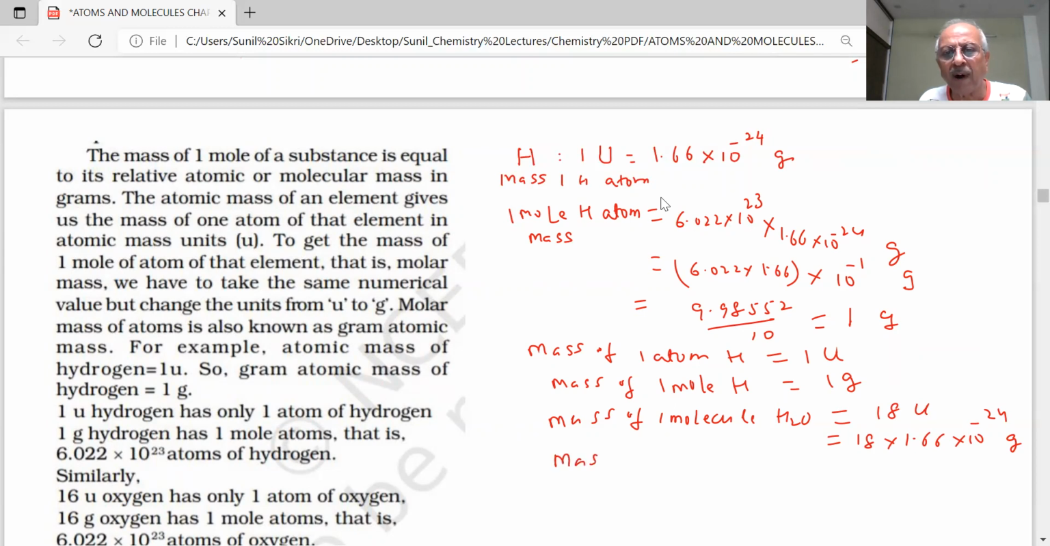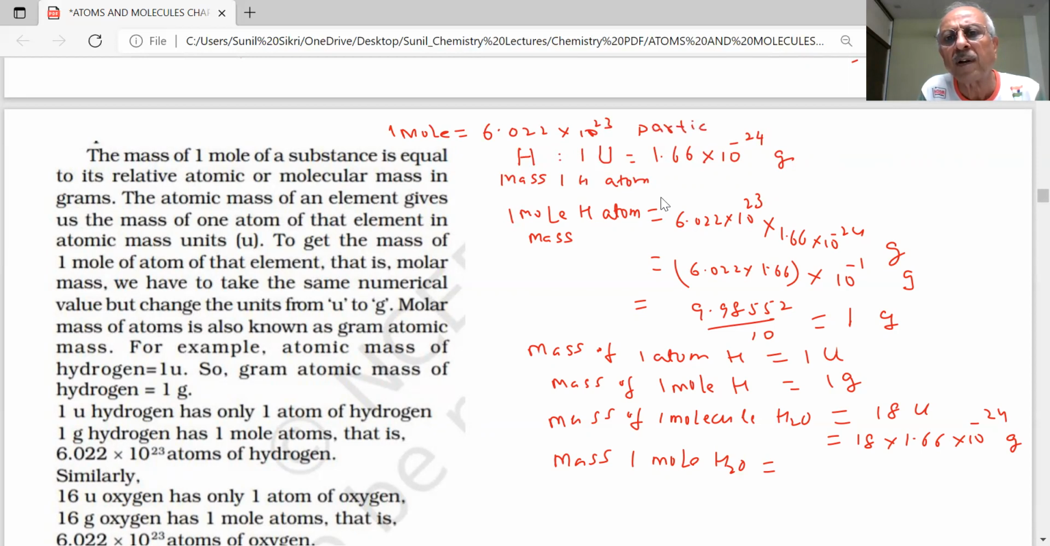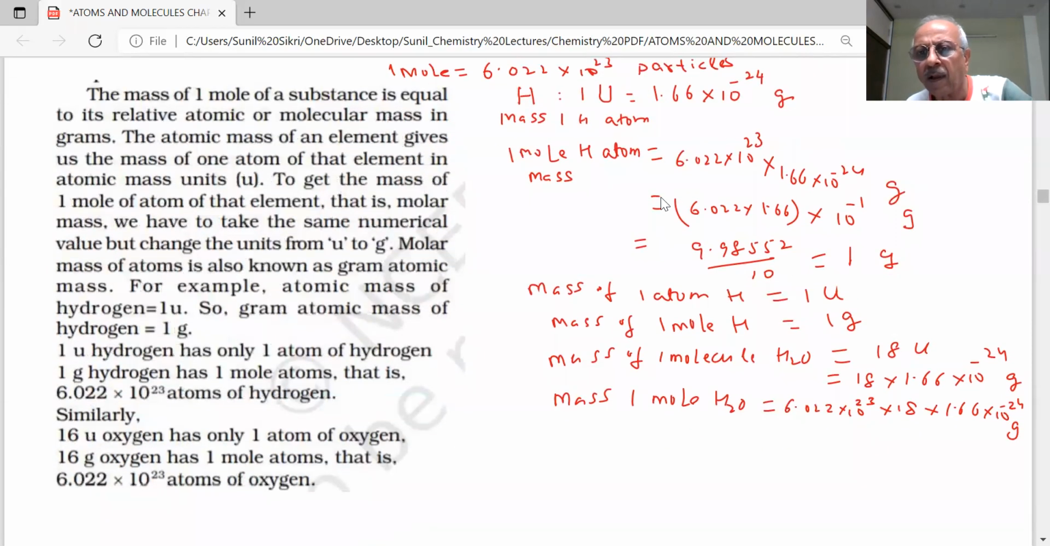And if I say calculate the mass of 1 mole of H2O, how will you do that? What will you do? We already defined 1 mole is equal to how much? 6.022 into 10 power 23 particles. It is a number. Multiply this with what number? 18 into 1.66. 10 power 23 into 18 into 1.66 into 10 power minus 24. Find the value, student. What is the answer coming?